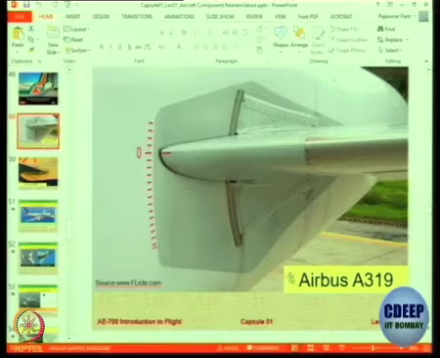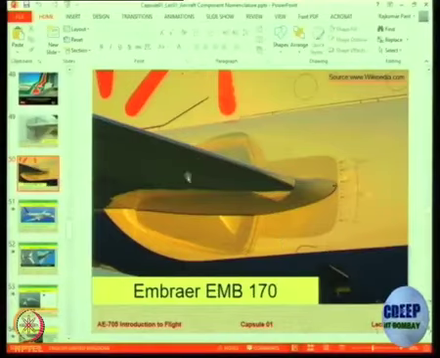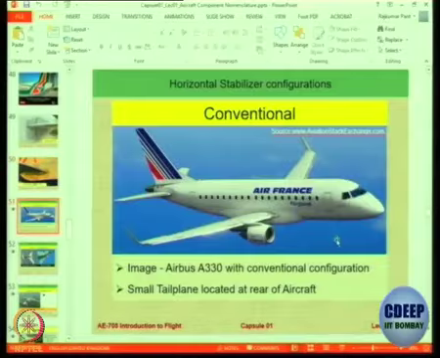You can see the close up of the Airbus A319 with these positions at which the pilot or the flight operator can prefix it. And this is an Embraer E170. Again you have up and down controls on the angles.